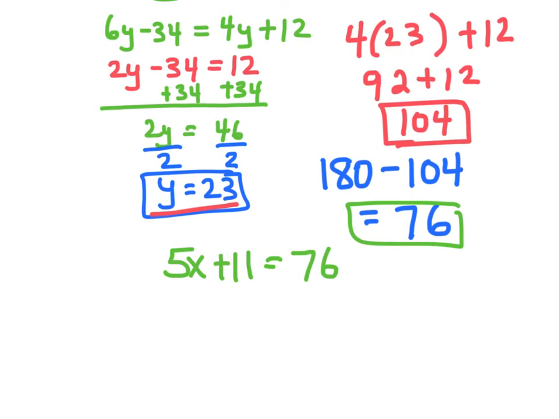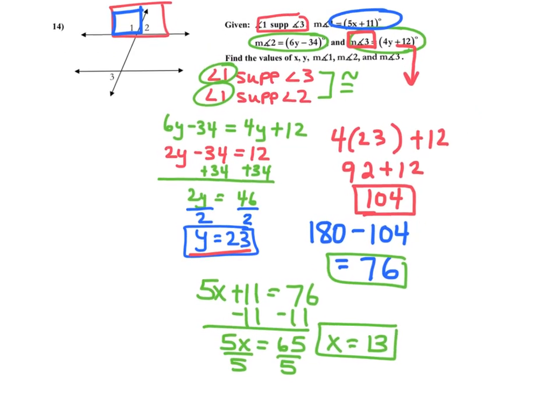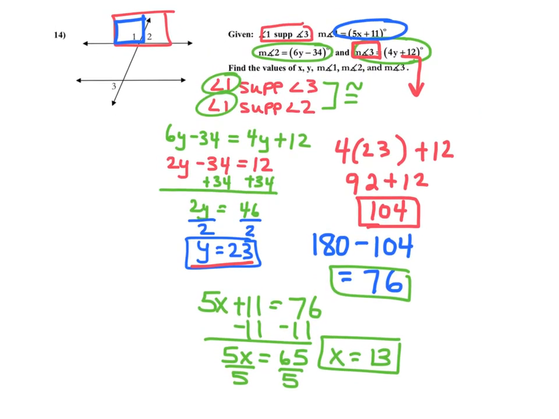All right. So I subtract 11 from both sides. I get 5x equals 65. Divide both sides by 5, and I get x equals 13. Very nice. All right, it also asks me to find the measure of each angle, which we already did, guys. We already found that the measure of angle 1 has to be 76, angle 2 has to be 104, and angle 3 has to be 104. So that's how we're going to do those problems.